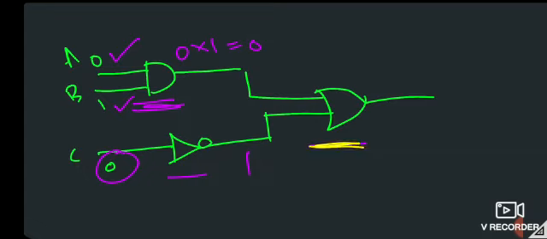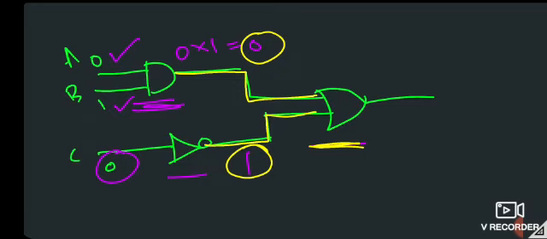The next gate is the OR gate. The OR gate has two inputs, the first input is 0 and the second input is 1. The OR gate uses the addition operation, so 0 plus 1 equals 1. Our output is 1.